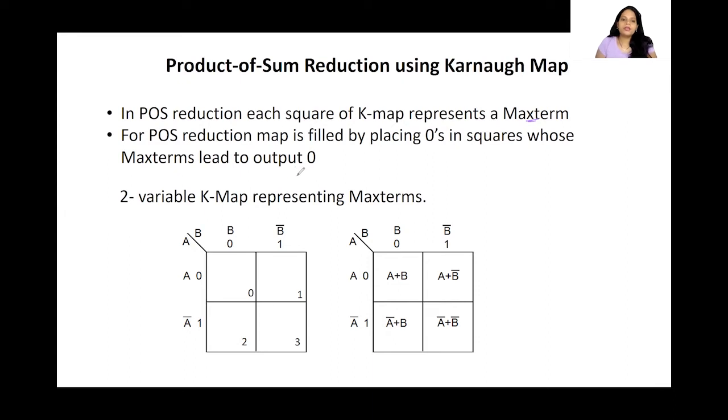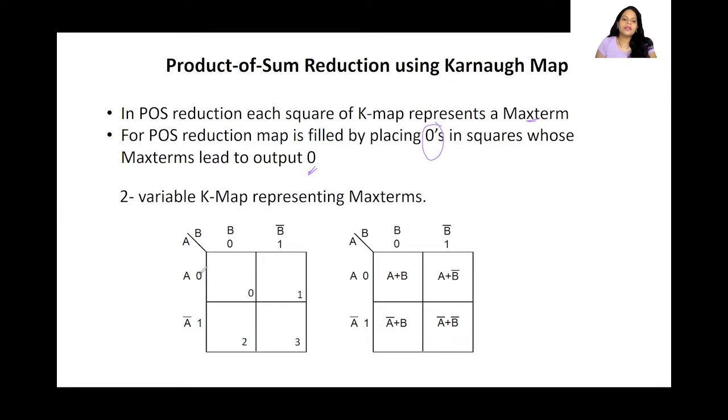Now, in a product of sum reduction or a POS reduction, each square of a K-map represents a max term. For POS reduction, the map is filled by replacing zeros in the squares whose max term leads to output 0. So I'm sure you can very clearly see the difference here. In the sum of product, we were filling ones, isn't it? But here we are going to fill in the zeros, and also see how we are going to write the K-map. The given example here is for a two variable K-map.